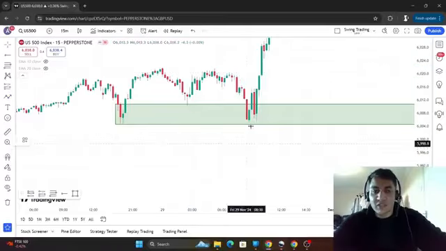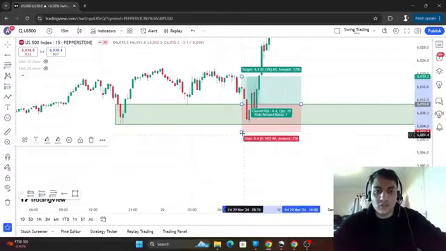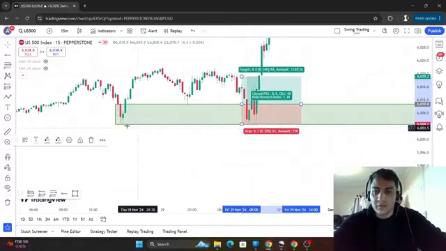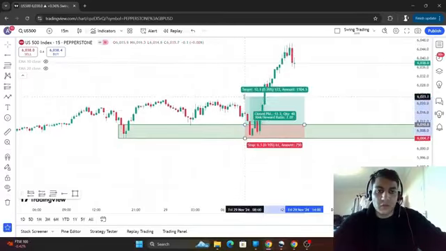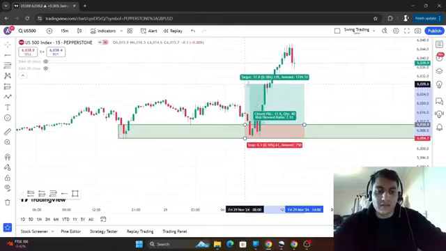But yeah, what you're going to do is enter on the order block like this. Your stop loss is going to be at the low, at this low here. And then you're going to target, so it's a bit more, but you're going to target at least a 2-to-1 or a 3-to-1 like this. Nice, easy, high probability setup.